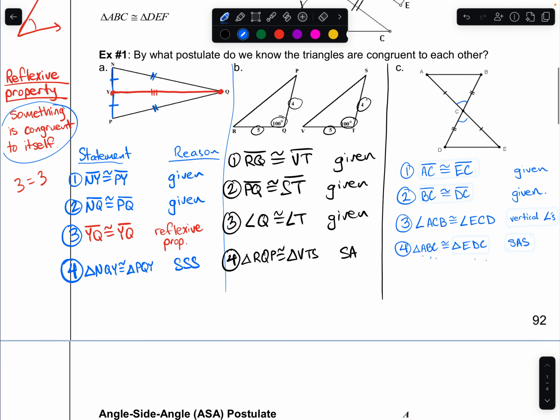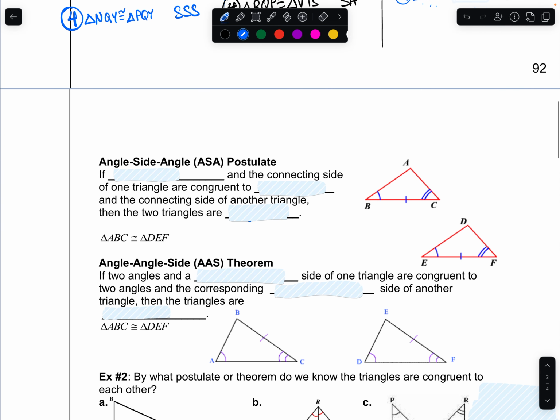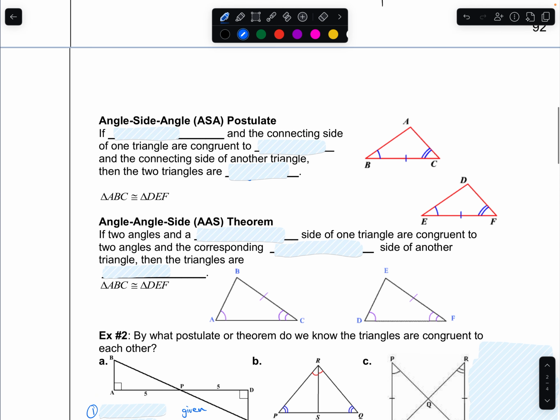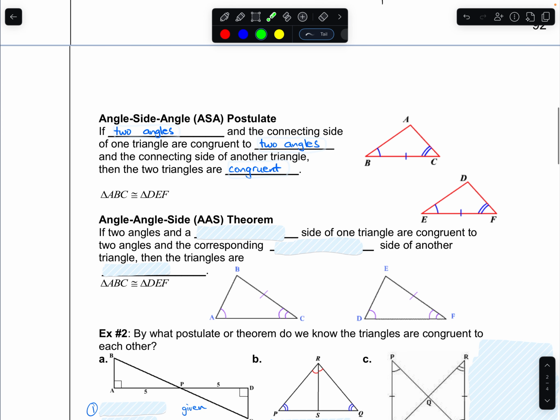All right. There are more postulates. We can also say that 2 triangles are congruent if we know 2 angles and the included side. Sometimes it's called an included side, sometimes it's called a connecting side, but it's 2 angles and the side in between them. If they're congruent to 2 angles and the side in between them on another triangle, that's enough to say that the triangles are congruent.